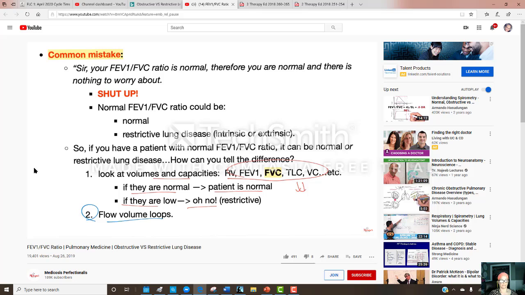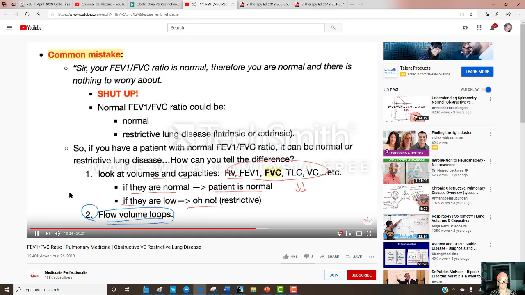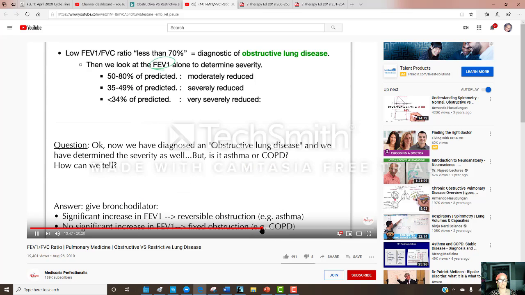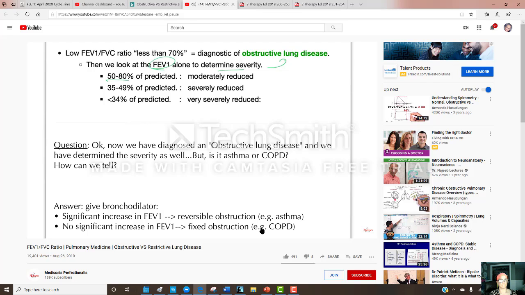And by the way, there is a difference between flow volume loops and pressure volume loops. And we'll talk about pressure one alone to determine the severity of the obstruction. If it's 50 to 80% of predicted, because remember normally is 80, this is moderately reduced. 35 to 49% of predicted, this is severely reduced. Less than 34%, it's very severely reduced.